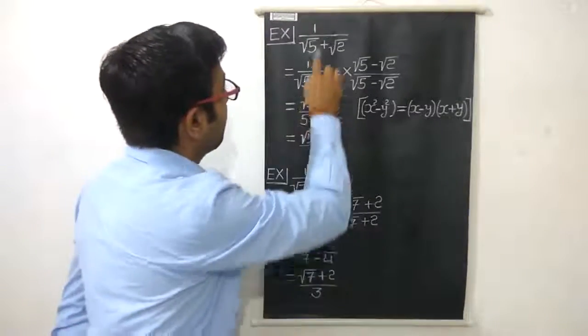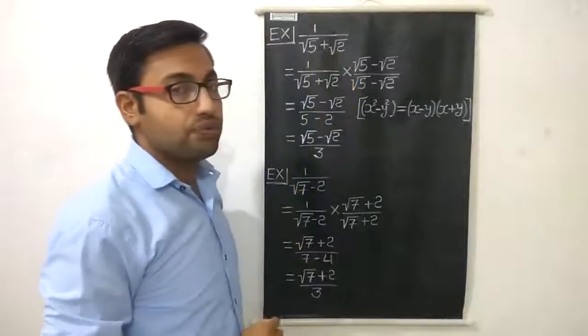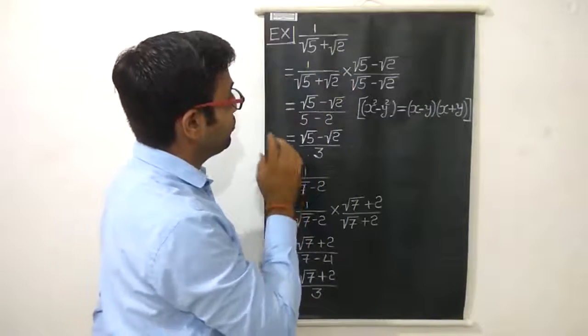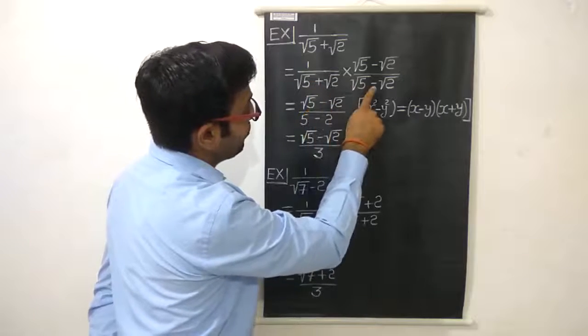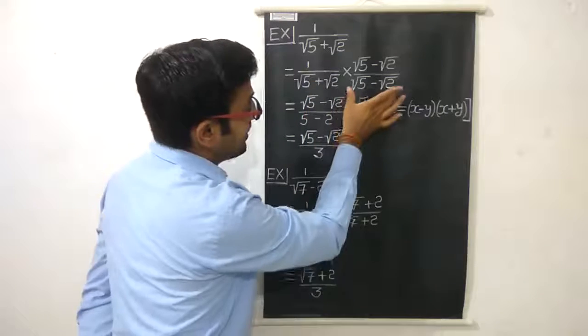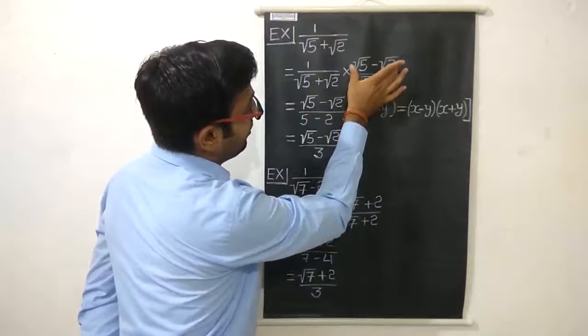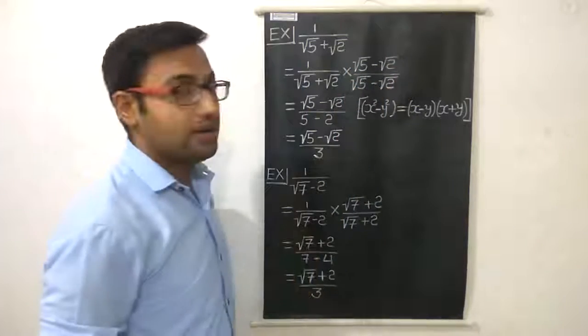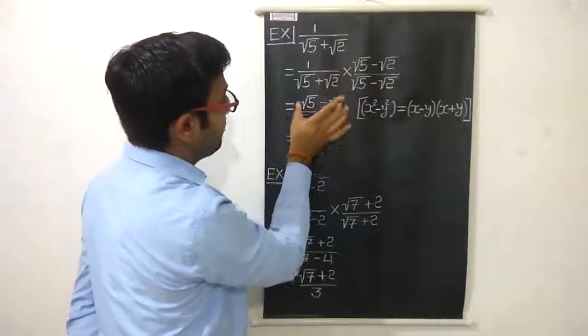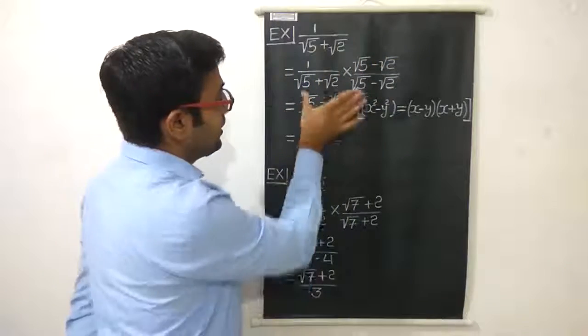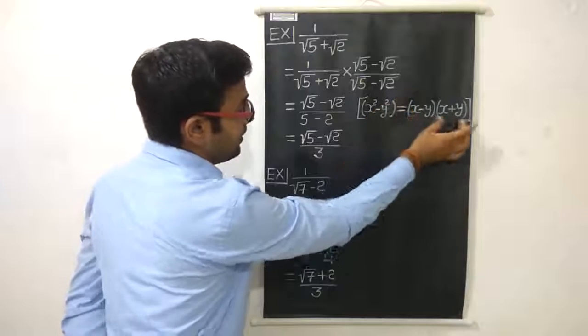This is 1 upon under root 5 plus under root 2. So now we know that we have to use the identity. If there is a plus sign, we have to take the minus sign here. But the same term we have to write down in both the numerator and denominator. So now what will happen? These two terms will multiply by 1, so it will remain as it is. Here we have to apply this identity.